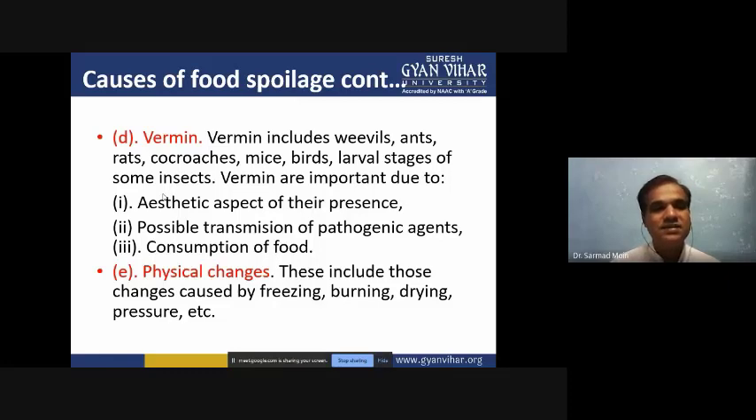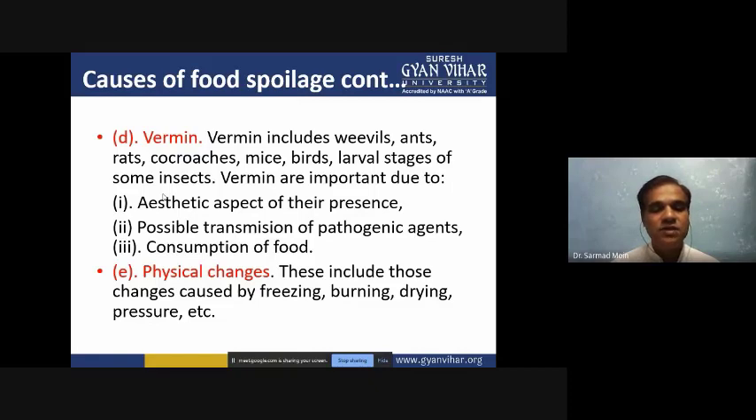The main concerns are the aesthetic aspect, the possible transmission of pathogenic agents, and consumption of the food, because these vermin are present in the food material. Vermin such as cockroaches also require food material, so they come and eat it and spoil it, like birds, mice, and larvae. For their energy requirement they eat the food material and spoil it. Now, physical changes also occur.